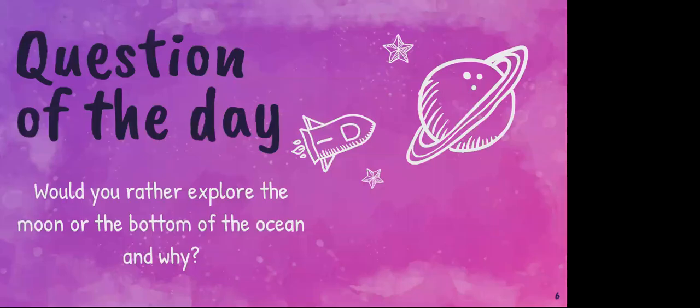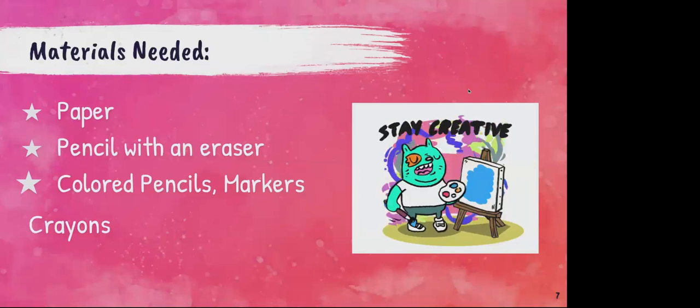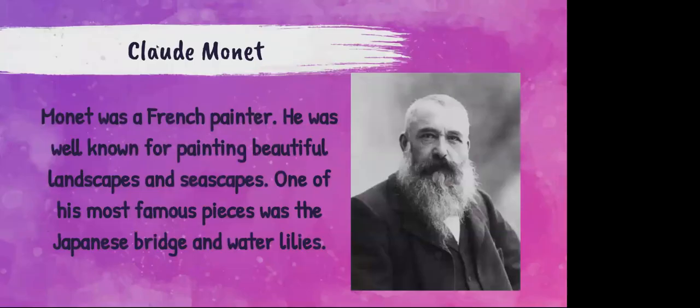too. So today your materials, you're gonna need a paper, a pencil with an eraser, colored pencils, markers, or crayons today. And this is my friend. We're not gonna get as crazy as him today, but we're gonna have lots of fun. So we are going to learn about who Claude Monet is. Monet was a French painter. He was well known for painting beautiful landscapes and seascapes. One of his most famous pieces was the Japanese bridge and water lilies, and they're beautiful. So what we're going to do today is we are going to depict our own Japanese bridge and water lilies.